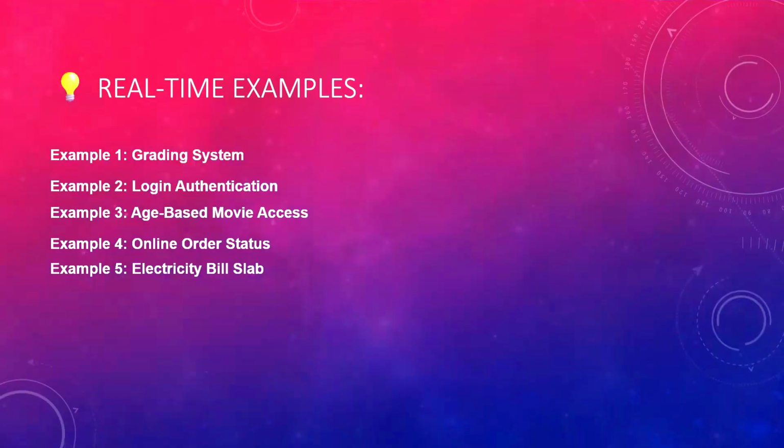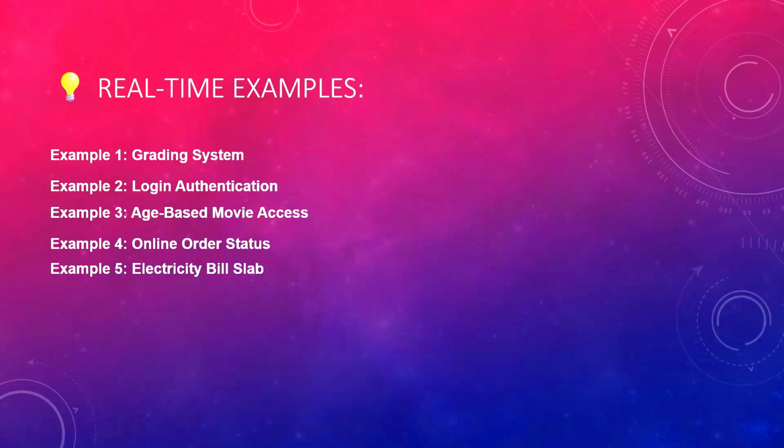So there are a few real-time examples. They are the grading system, login authentication, age-based movie access, online order status, and electricity bill slab. We'll see these five different examples with the if conditions, and then we'll jump on to the next topic. So first we'll see what the if condition is. If the condition is true, then the following statement will be executed. If the condition is false, it will go to the else block.